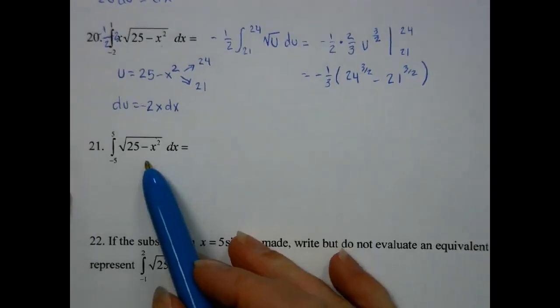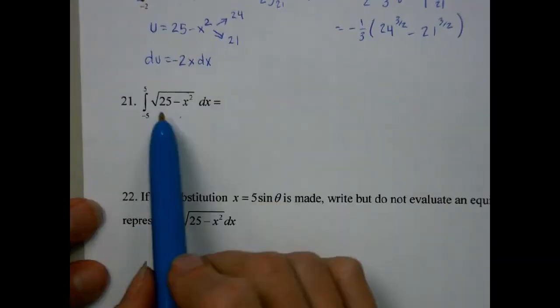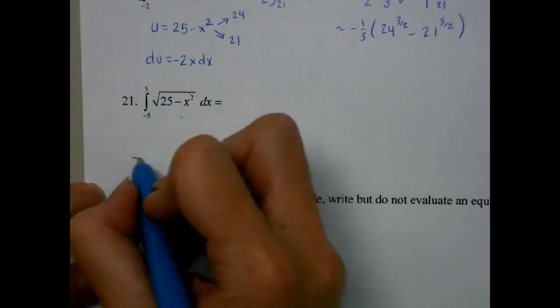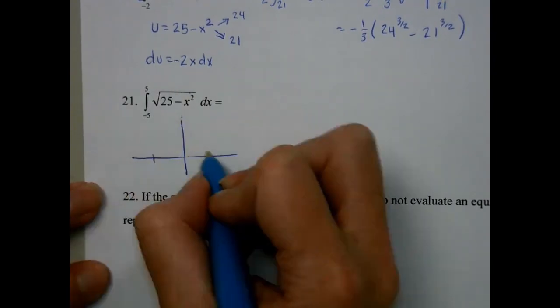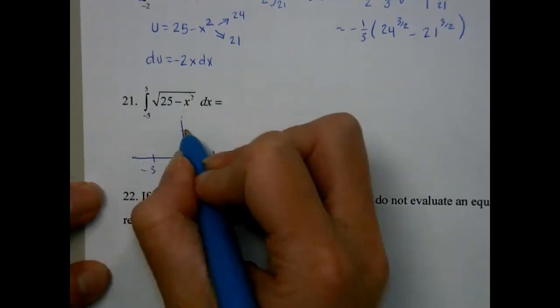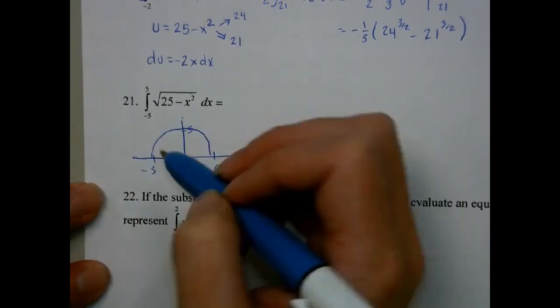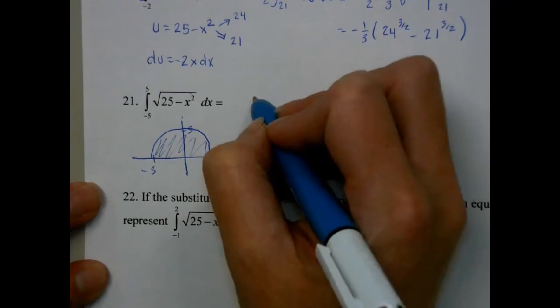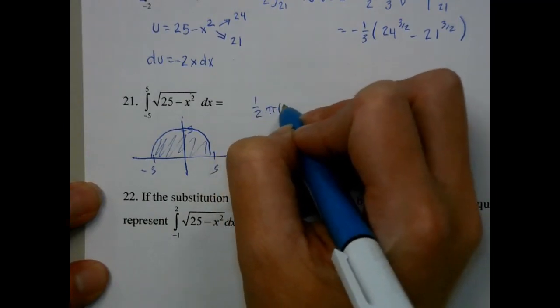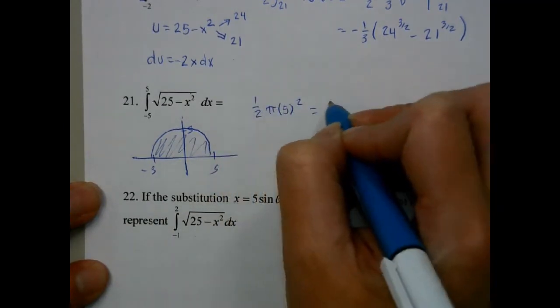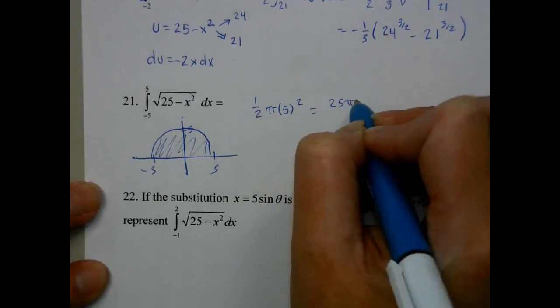This one, we don't have the x, but this is the formula for a semicircle. Okay, so we want the integral from negative 5 to 5, so it's going to be 1/2 pi r squared, which is 5 squared, which is this.